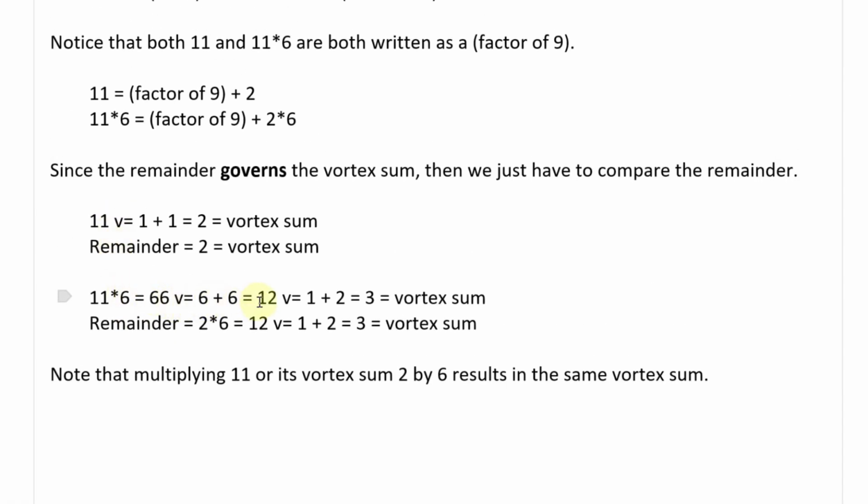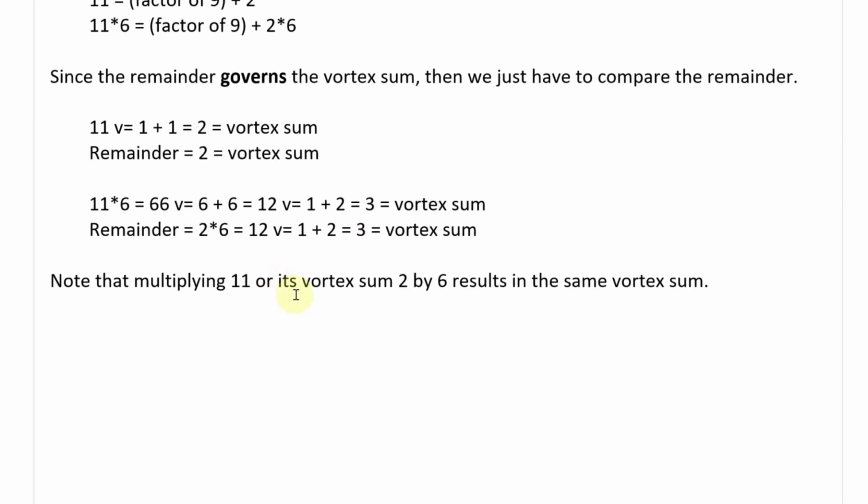V equals 6 plus 6, which equals 12. V equals 1 plus 2 equals 3, which is the vortex sum. And then if we just take the remainder, 2 times 6 equals 12, V equals 1 plus 2 equals 3. In other words, here I just took the vortex sum of this remainder, which is 2 times 6. And that's going to be equal to the exact same thing.